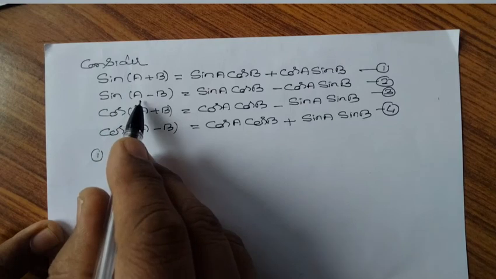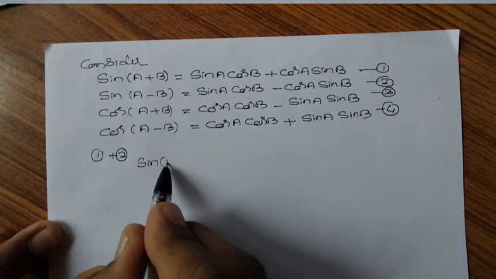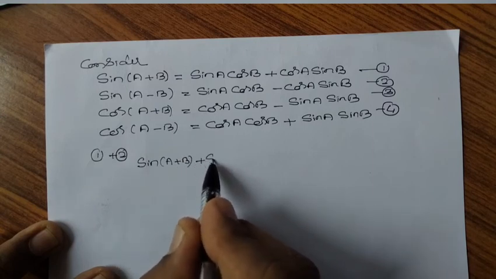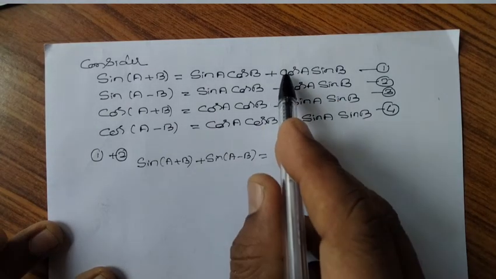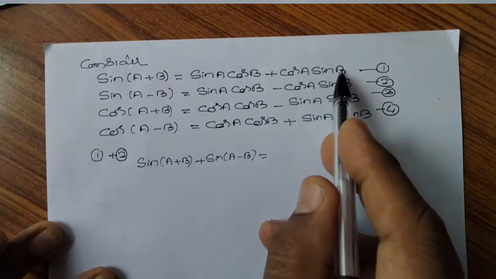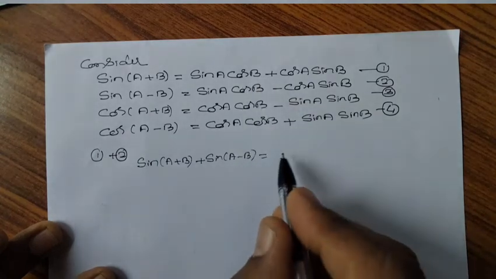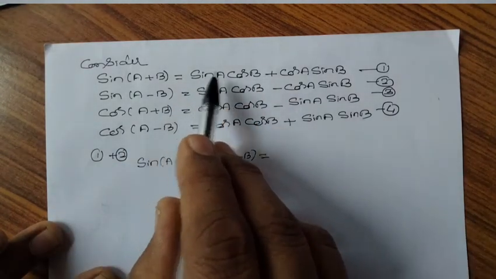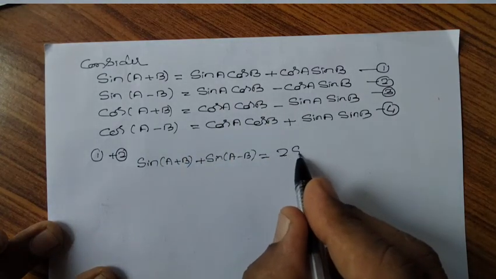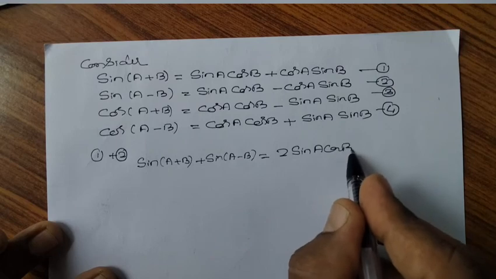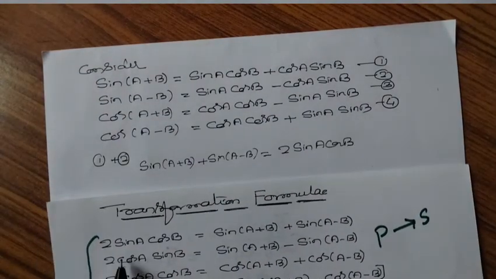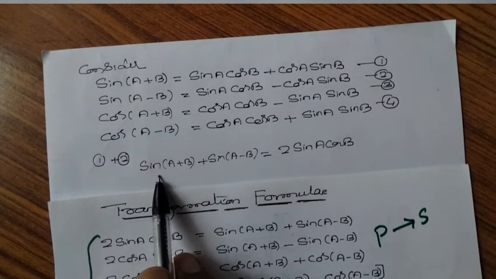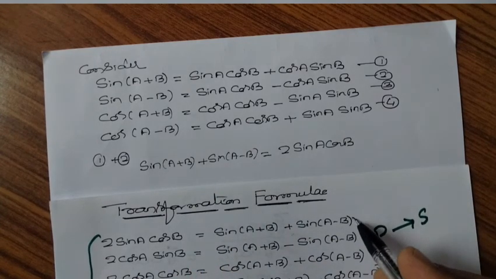What happens here? LHS plus LHS: sin of a plus b plus sin of a minus b equals, when we add, the RHS. Here in the RHS, plus cos a sin b and minus cos a sin b get cancelled, so we are left with only the first two terms, sin a cos b plus sin a cos b, so we get 2 sin a cos b. So the first result is 2 sin a cos b equals sin of a plus b plus sin of a minus b. The first one is over.